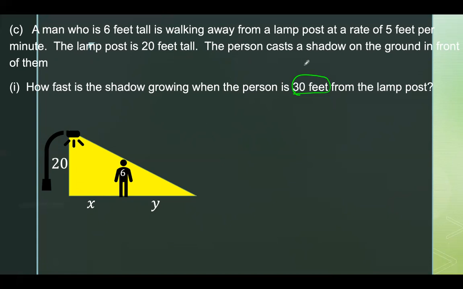Here the person will cast a shadow on the ground in front of them. This is the shadow. It will form a right angle triangle. How fast does the shadow grow when the person is 30 feet from the lamppost? When it's 30 feet, how fast is the shadow growing? The shadow will grow here. So when it's 30 feet, what should we do?